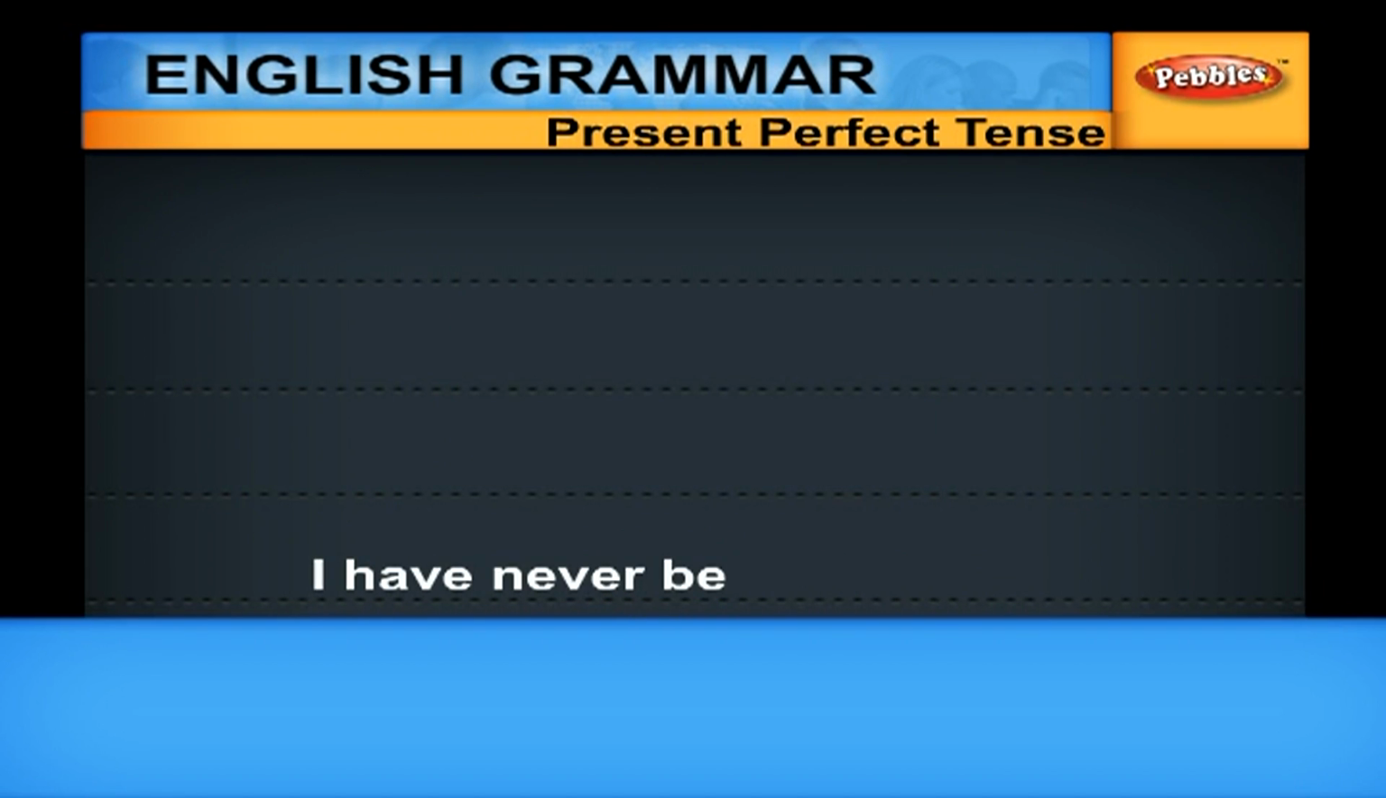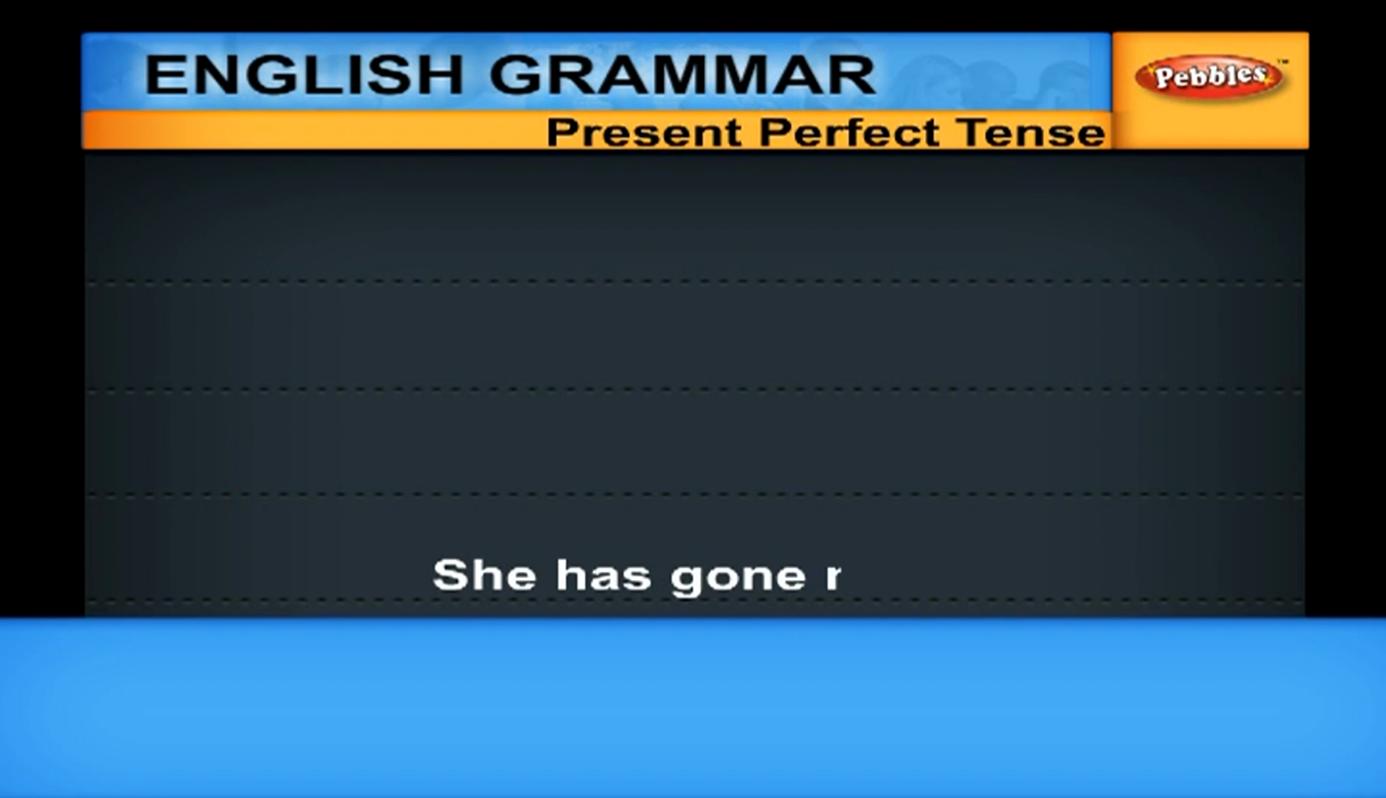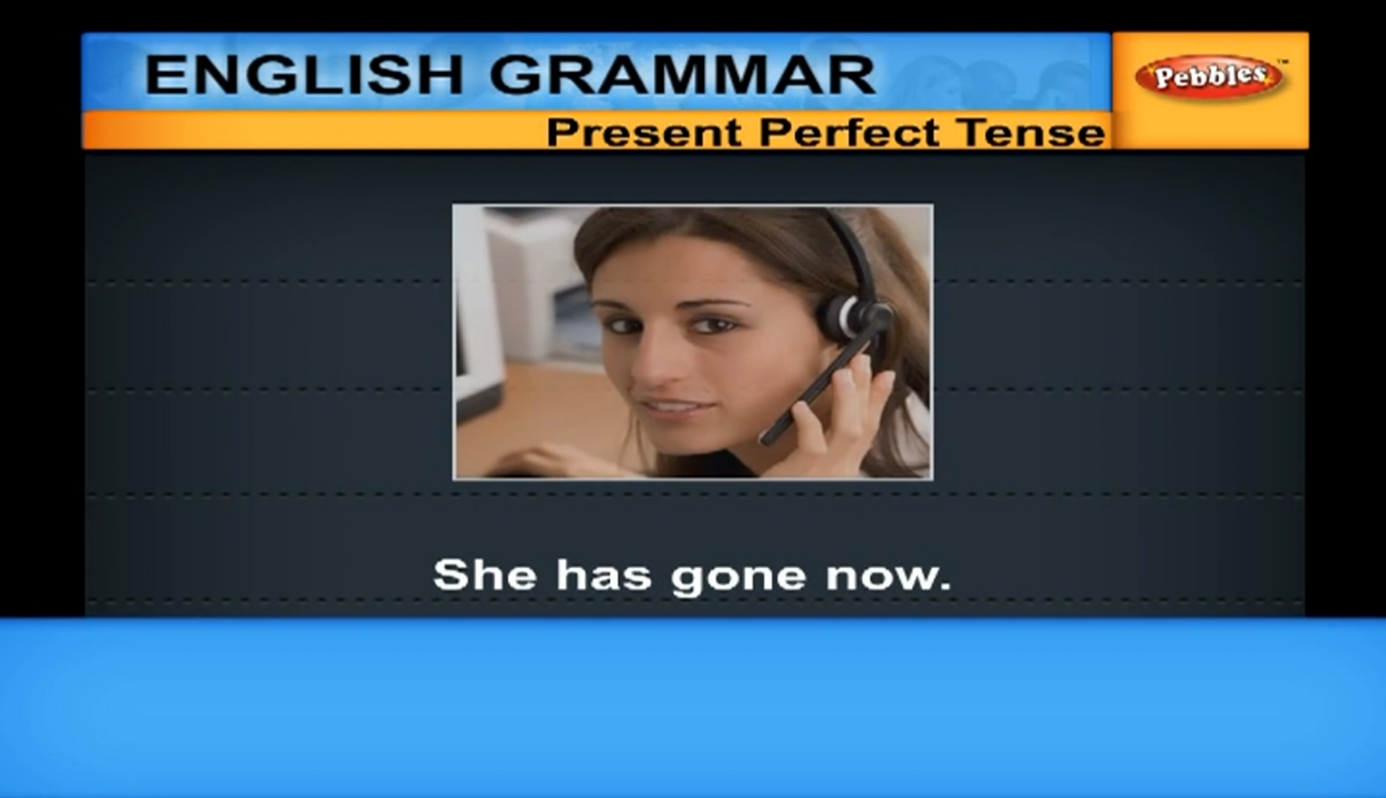I have never been to Kerala. I will be at some point of time. So far, I have not visited Kerala. The past participle of the helping verb be is been. Even though be is a helping verb, here it functions as a main verb. She has gone now. It means that she may come back or she may not come back. So here we refer to an action just completed.